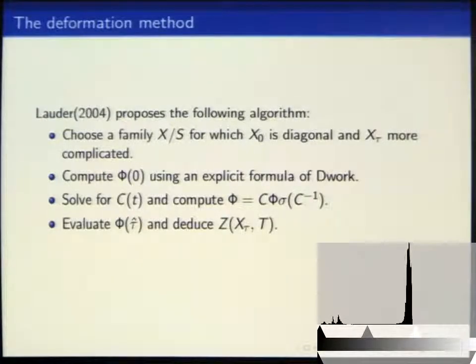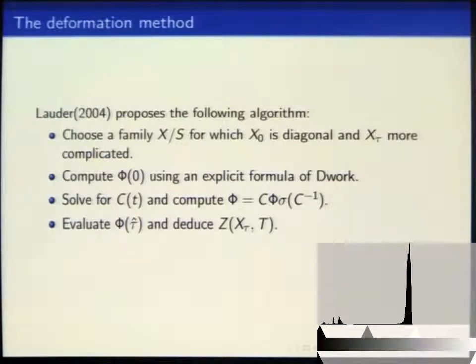Anyway, this is a lot simpler than it is for a generic hypersurface. Okay, so we can use this explicit formula of Dwork to compute phi of 0. It's not an explicit formula in the sense that it's easy to evaluate. It still takes significant time on a computer to evaluate it, but it's a lot simpler than what you can do for any hypersurface.